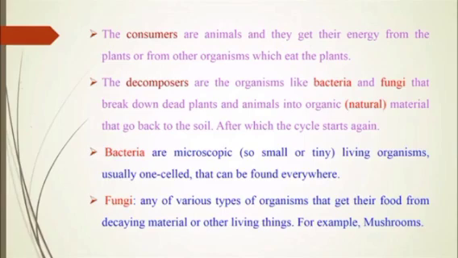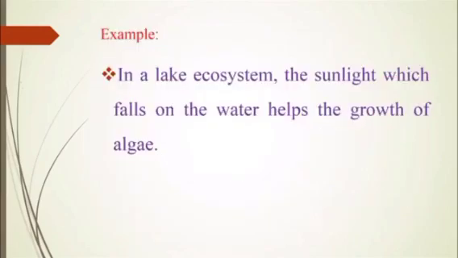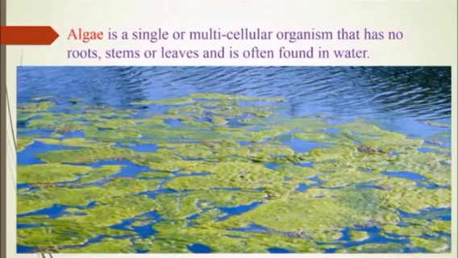Fungi means any of various types of organisms that get their food from decaying material or other living things, for example, mushrooms. Example, in a lake ecosystem, the sunlight which falls on the water helps the growth of algae. What is meant by algae? Algae is a single or multicellular organism that has no roots, stems or leaves and is often found in water.